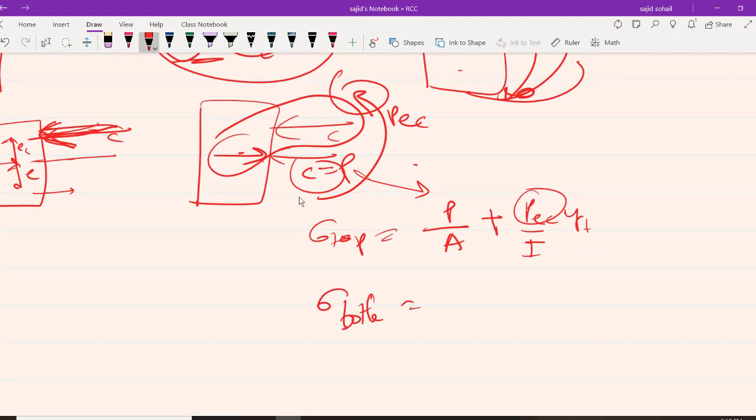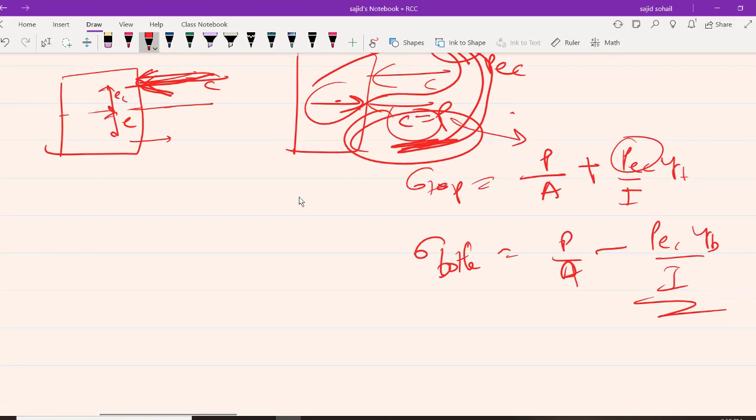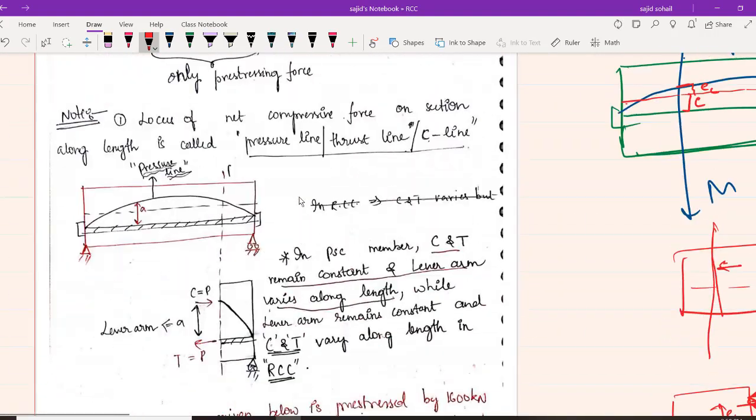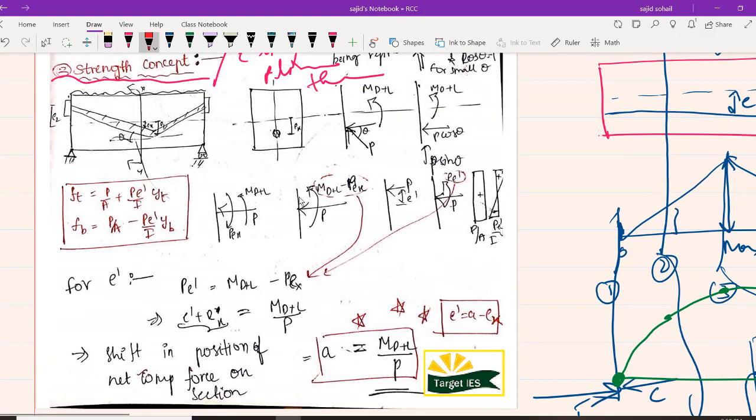And what will be bottom? That will be P by A minus, you can see the tail of your moment is acting here, that means it is getting lifted, it is in tension. So P EC YB by I. End of story. This is how you will be getting your stress. So these are the formula. Some people will represent it as C, some people will represent it as P. It is up to you.